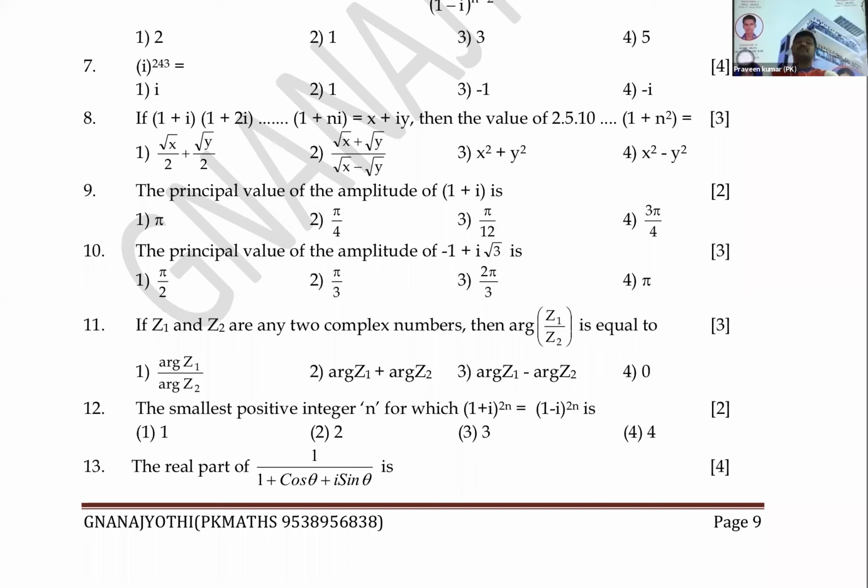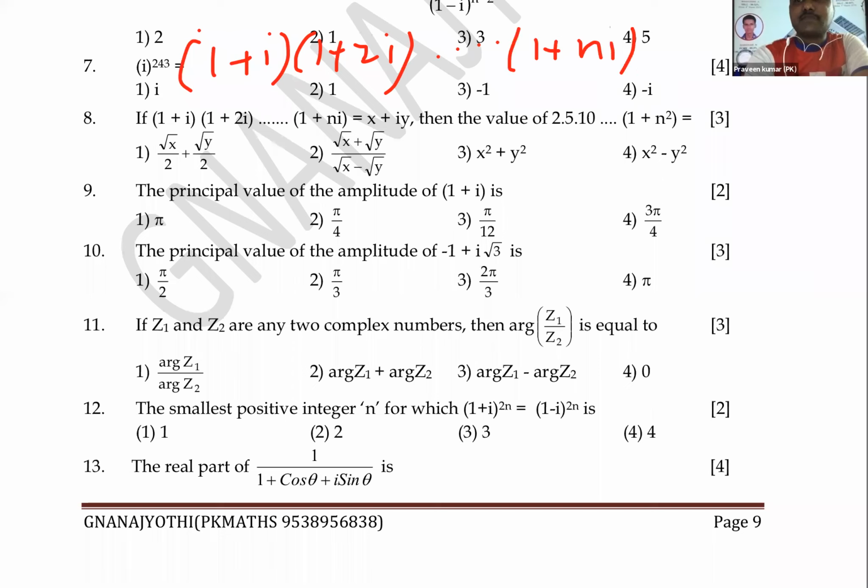(1 plus i)(1 plus 2i) and so on up to (1 plus ni) is equal to x plus iy. Then the value of 2 into 5 into 10 and so on. You can write on the board what they have given. 2, 5, 10, and so on is equal to 1 plus n square. 1 plus n square is what they are asking.